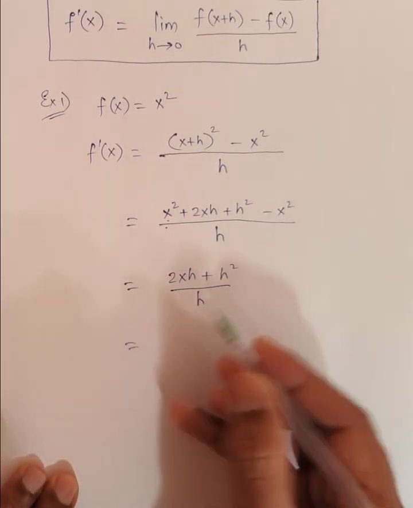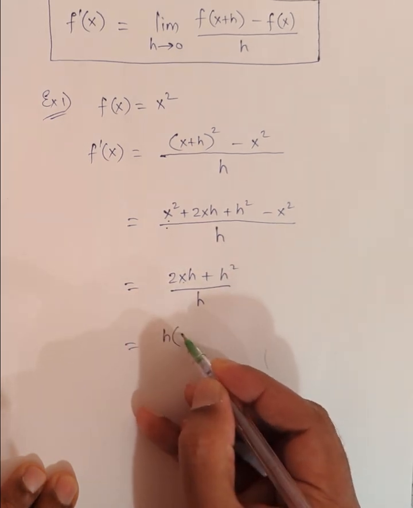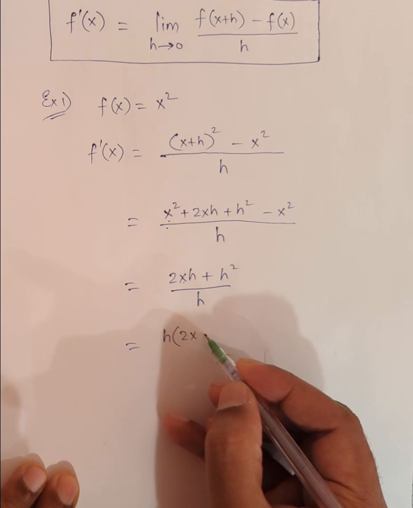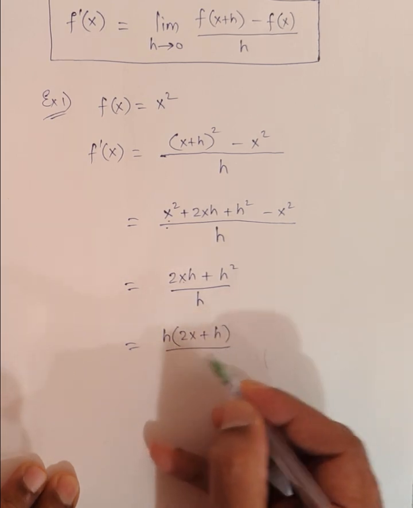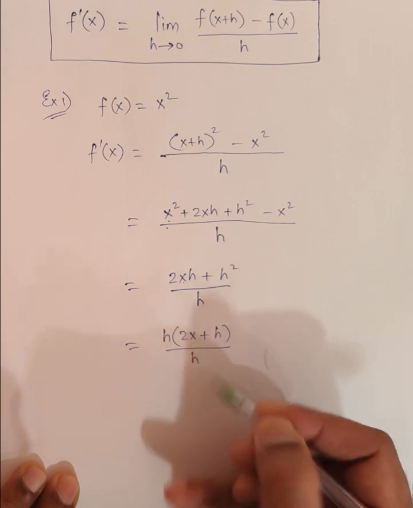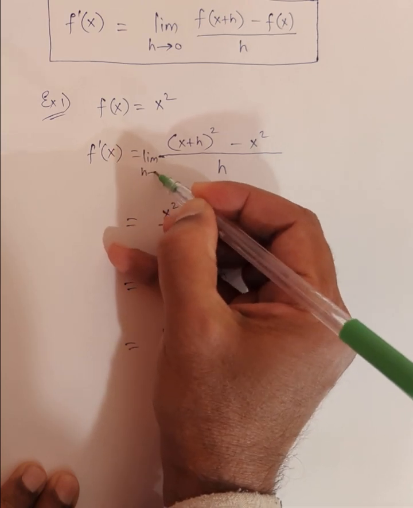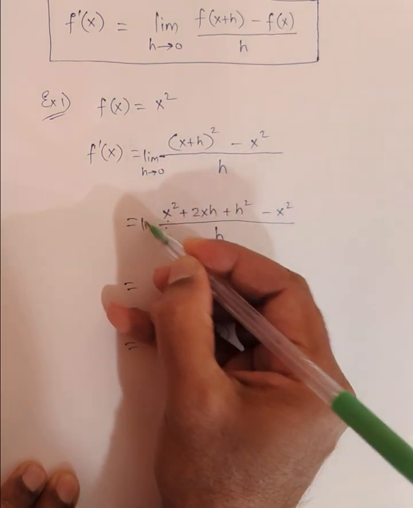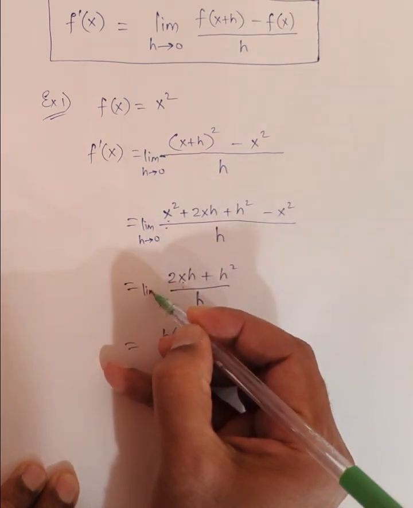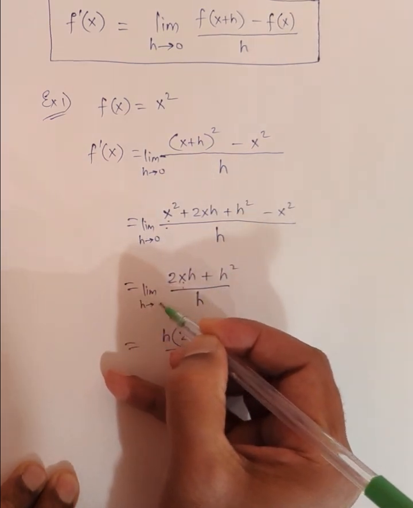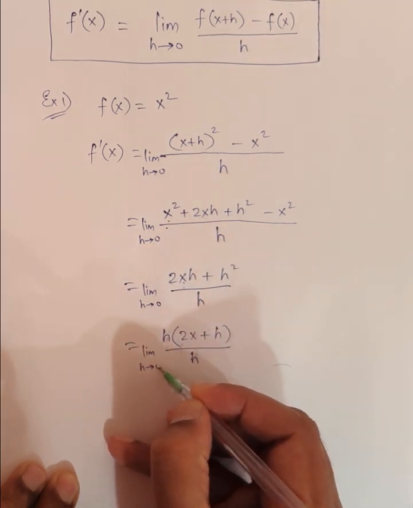And notice I have h appearing in both terms, so I can factor out an h from each of the terms. Then I would have 2x plus h, over h. Oh, by the way, I forgot to write limit h approaches 0. So I'm not just doing the algebra, but finally I'll be taking the limit as h approaches 0. So I should have written that from the very beginning. That's why I'm writing it now.